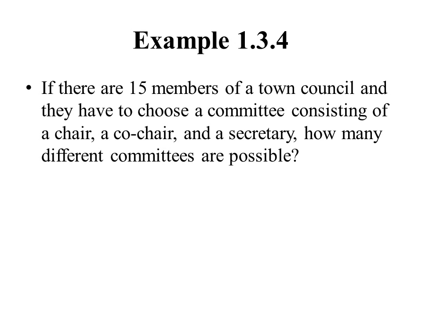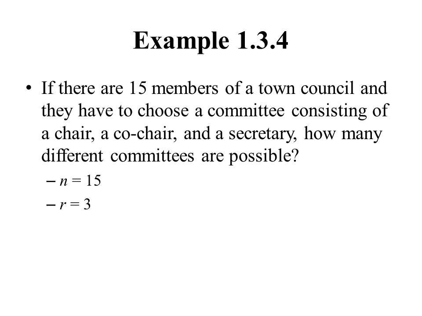Okay. So as an example, suppose there are 15 members of a town council, and they have to choose a committee consisting of a chair, a co-chair, and a secretary. How many different committees are possible? Okay. Well, notice that we have a large group of 15 people to choose from. They're all different, and we're choosing them without replacement, meaning we're not going to choose the same person twice. And we're going to choose 3 of those people. And we can interpret this as though the order is important.